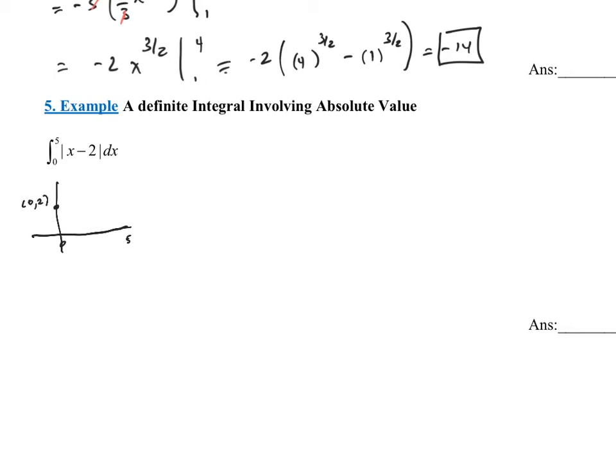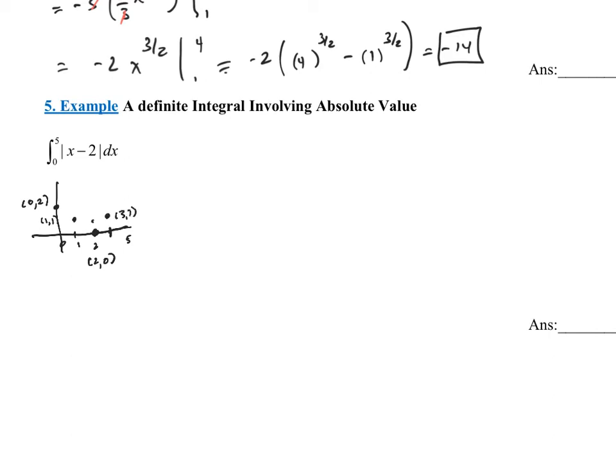If I plugged in a 1, I'd have 1 minus 2, which is negative 1. The absolute value of that would be 1, so I'd have the point 1, 1. If I plugged in a 2, I'd have 2 minus 2, which is 0. The absolute value of that is 0, so I'd have the point 2, 0. If I plug in a 3, 3 minus 2 is 1, so I'd be back up to a 1.